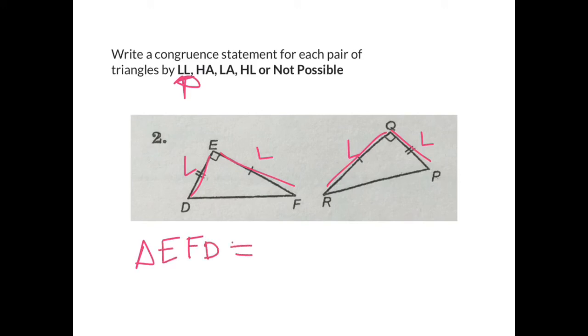D is congruent to triangle Q. Now if I start with the Q, I have to go to R because I went from E to F, which followed down that single tick mark side, so I have to do the same thing with the other triangle. So Q, R, P, and that's by leg, leg.